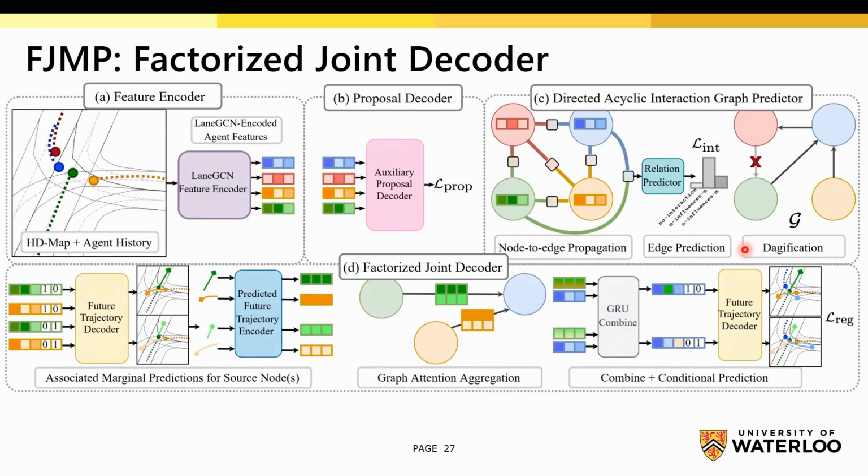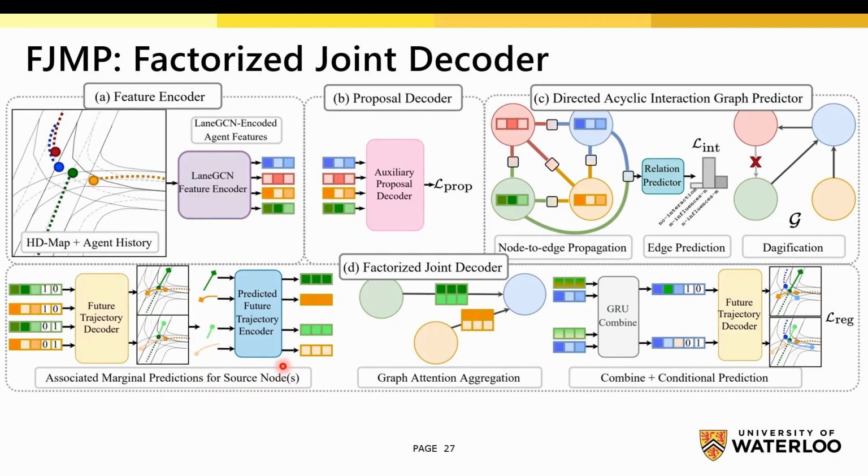So with the future-aware lane GCN encoded features and a discrete directed acyclic interaction graph, we can now perform this factorized joint decoding. And I've explained at a high level previously how this works, so we'll look at it in more detail. So we are omitting the red agent on the bottom just for ease of explanation here. So we're first going to produce associated marginal predictions for the source nodes. So that's for the green and orange agents. And then we encode the futures with an MLP as shown by this blue block.